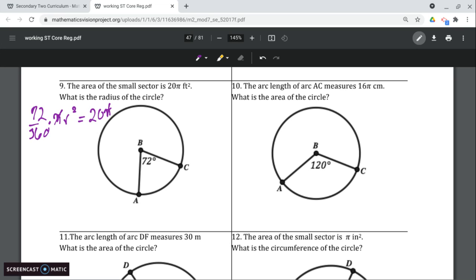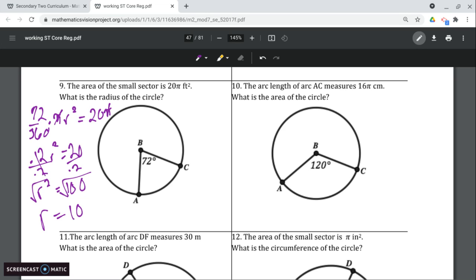72 divided by 360 is 0.2. So we have 0.2 r squared equals 20. So we divide by 0.2. So our radius squared equals 20 divided by 0.2, which is 100. Take the square root. So our radius is 10.